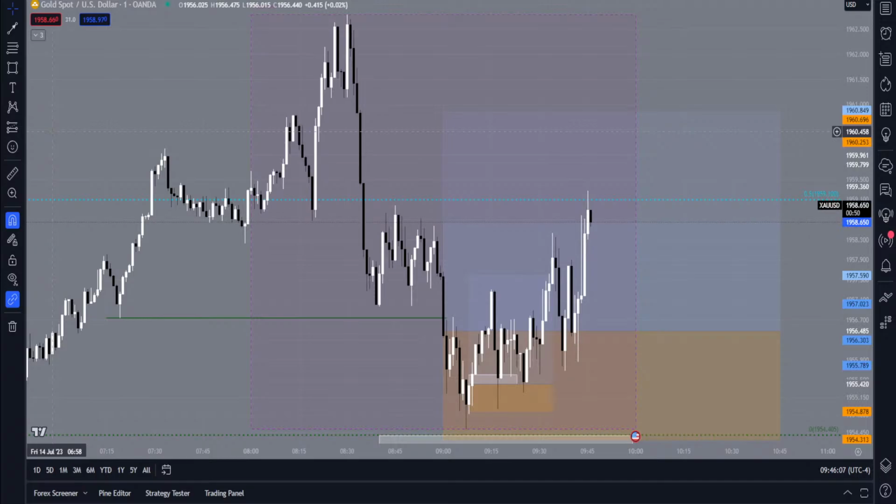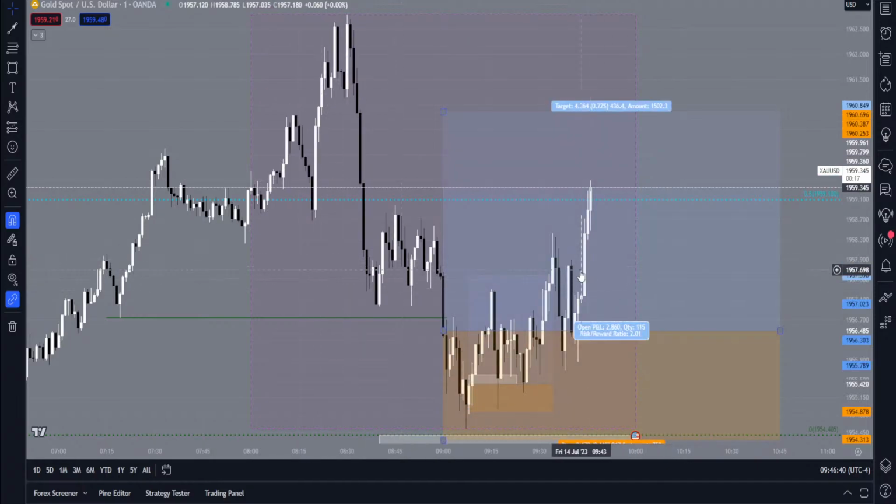And moving stop loss on this one to break even as well. Okay. Pretty simple now. Now the trade is risk-free. And all we did was pay attention to detail.